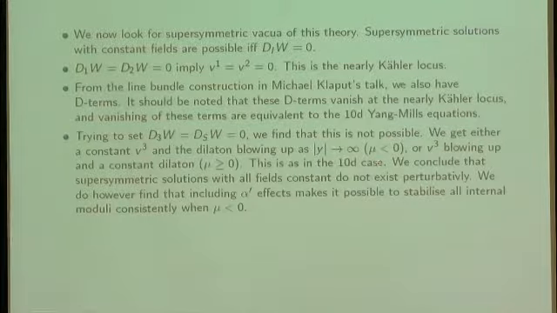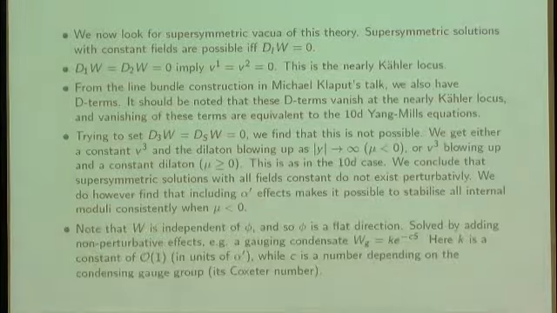And that's for the case mu less than 0, or alternatively you get a v3 modulus blowing up and a constant dilaton. And you can compare and see that this is the same that happens in the 10D case. And we conclude that although you can't stabilize all the fields, you can at least stabilize all the internal fields with a runaway dilaton direction when mu is less than 0.